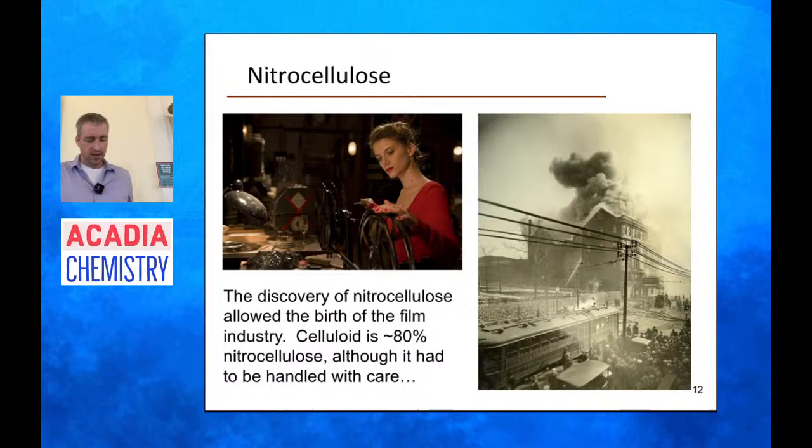Nitrocellulose also allowed the birth of the film industry. There's a material that's about 80% nitrocellulose, and the remaining 20% is a substance called camphor. If you mix those two together, you get a material called celluloid. Celluloid is like a clear plastic, it's flexible, and it's what was used to make early movies. It was the film reel, the material that the little images were printed on.